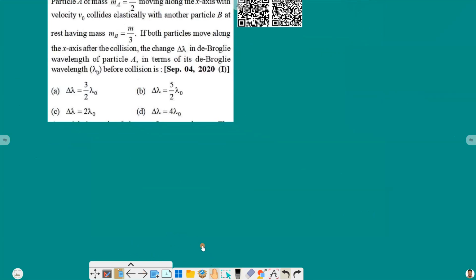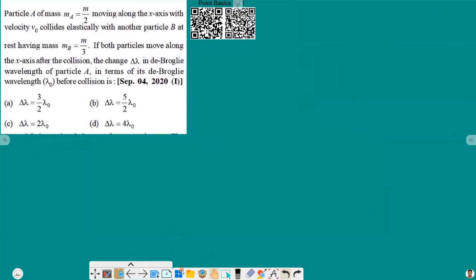So let me first slide it slightly. Okay, now a particle of mass m by 2 moving in the x direction, along the x-axis with velocity v naught, collides elastically with another particle at rest having mass m by 3. If both particles move along the x-axis after the collision, find the change delta lambda in the de Broglie wavelength of particle A in terms of the de Broglie wavelength lambda naught before collision.